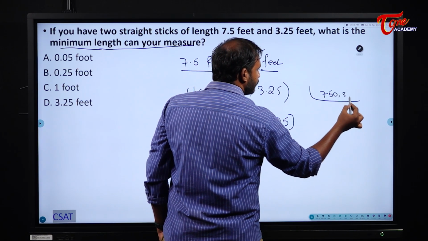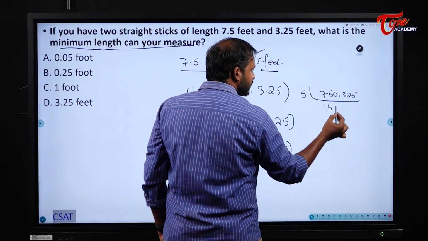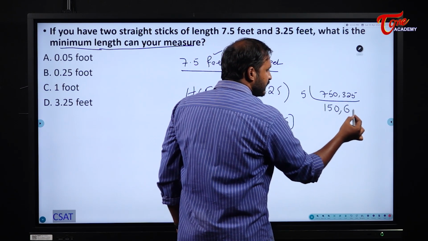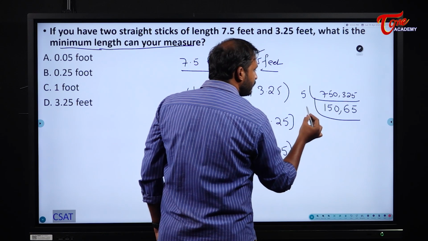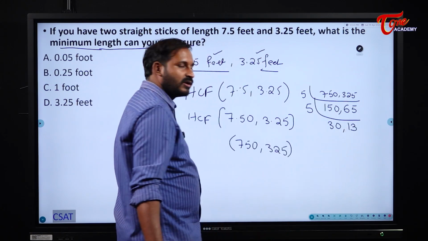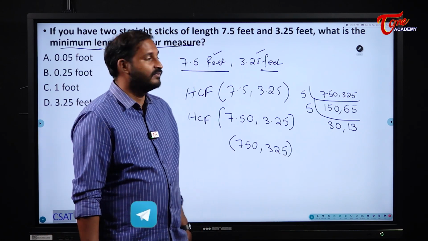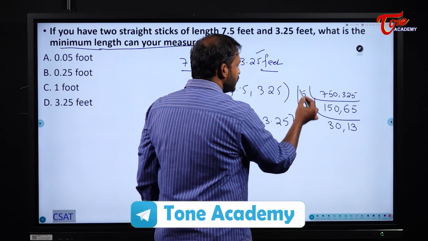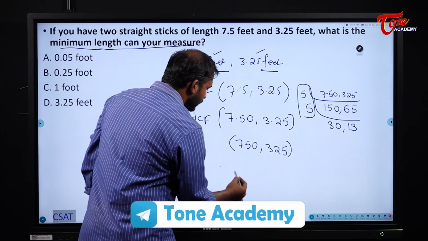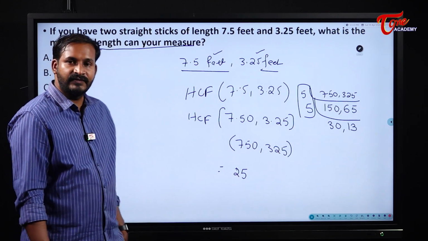Now please find the HCF of these two numbers, 750 and 325. I will go with the 5 table. 5 times 150 is 750, and 5 times 65 is 325. Next, once again the 5 table: 5 times 30 is 150, and 5 times 13 is 65. I cannot further divide this. Why? Because this is the case of HCF, so I will stop here itself. So what will be my HCF here? 25. 25 is the HCF of 750 and 325.